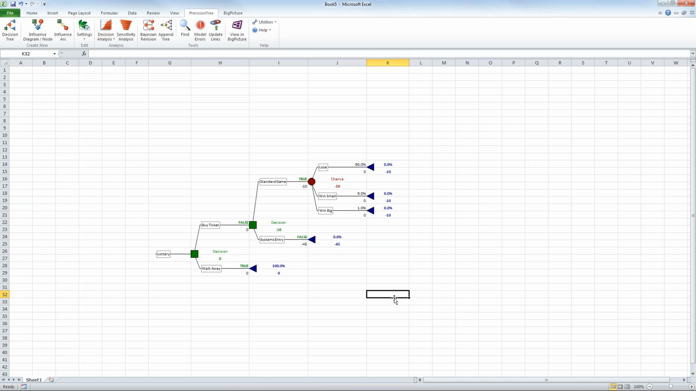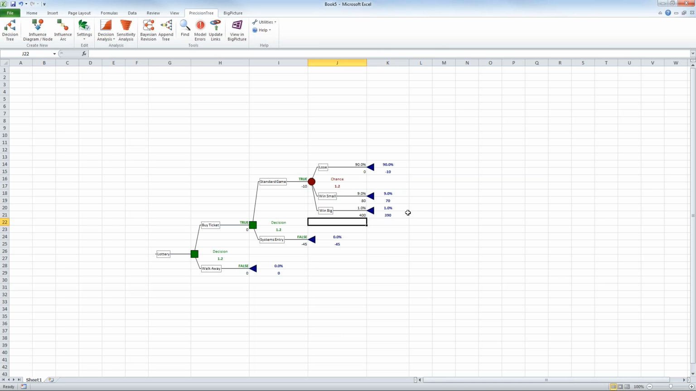Okay. Now, what are the winning amounts? Because right now we have these probabilities here. It's still saying 100% walk away. Why? Because we haven't put in any payout values. So our win amount is going to be, win small amount is going to be 80, and our win big amount is going to be 400.